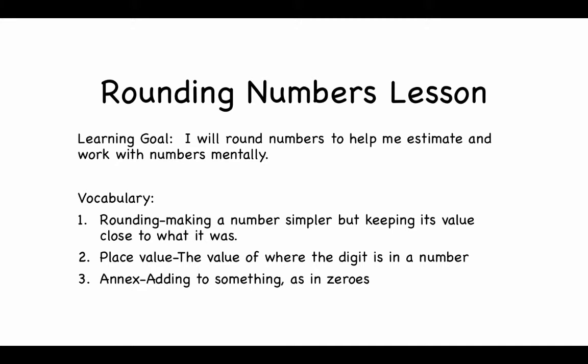Some vocabulary that I would like for you to have in your journal is rounding, which is simply making a number simpler but keeping its value close to what it was. And then we have place value, which is the value of where the digit actually is in a number. And annex is something you'll hear me talking about, which is adding to something, as in zeros. So when we talk about annexing, we're going to be talking about annexing zeros. So go ahead and stop, put your learning goal and your vocabulary down.